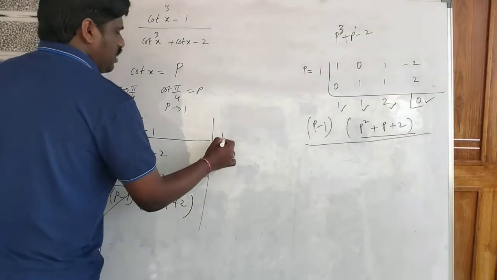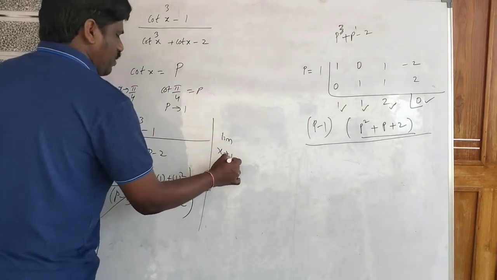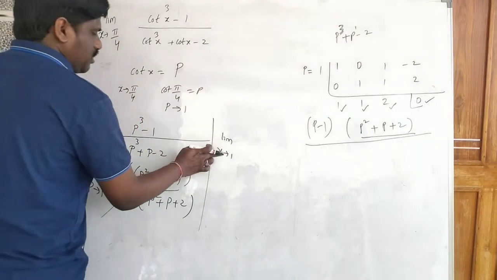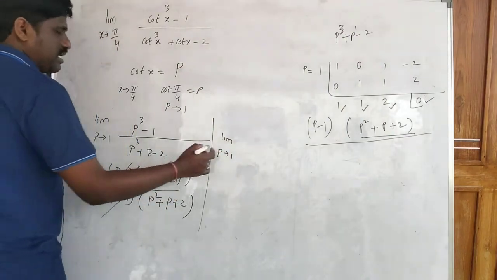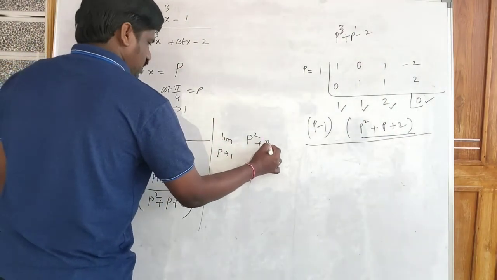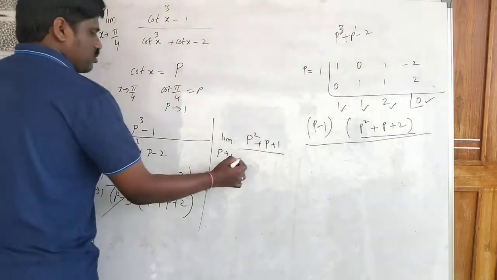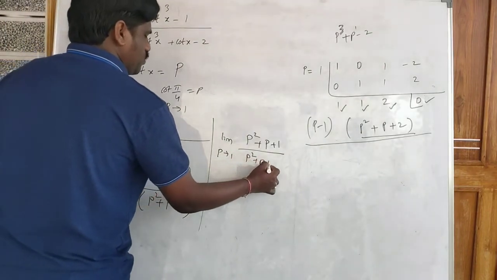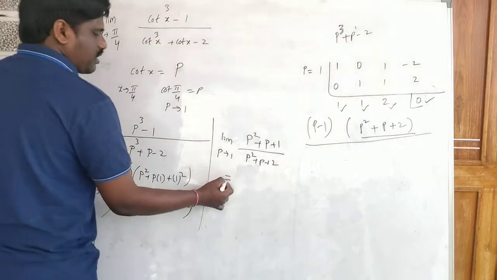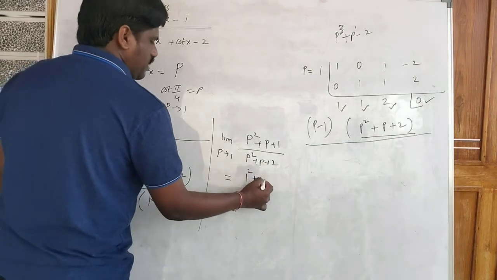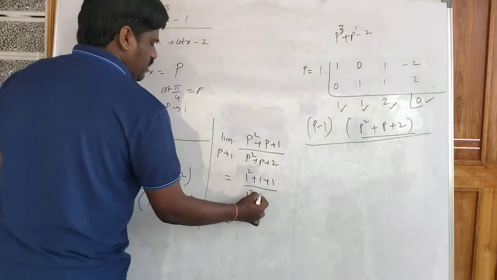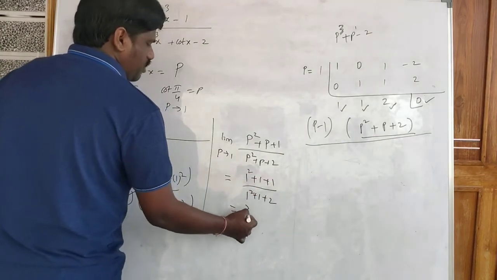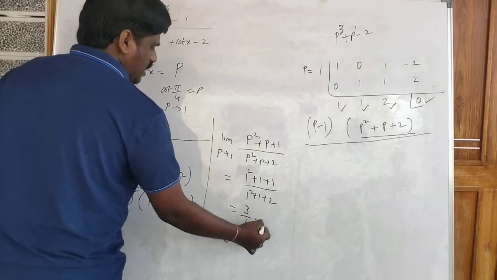I got limit x tending to 1, sorry, p tending to 1. So now I can substitute the limit in this. So p square plus p plus 2. If I substitute, what I am going to get: 1 square plus 1 plus 1 by 1 square plus 1 plus 2, that I am going to get 3 by 4 is the answer.